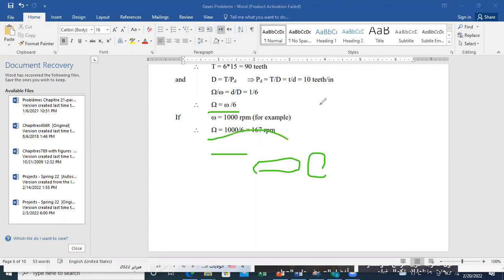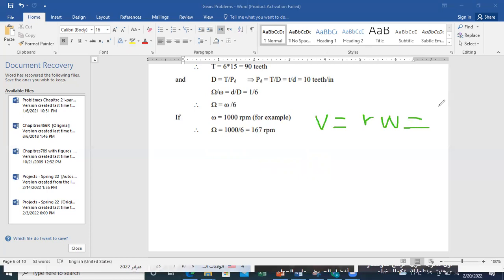Always the angular velocity of the gear will be smaller than the angular velocity of the pinion, because we have seen that the ratio of angular velocities is inversely proportional to the ratio of radii, and this is due to the non-slip condition. So you should have common velocity at the contact point. So V, which is equal to R omega, is the same for both. This is why the ratio of the radii is inversely proportional to the ratio of angular velocities.